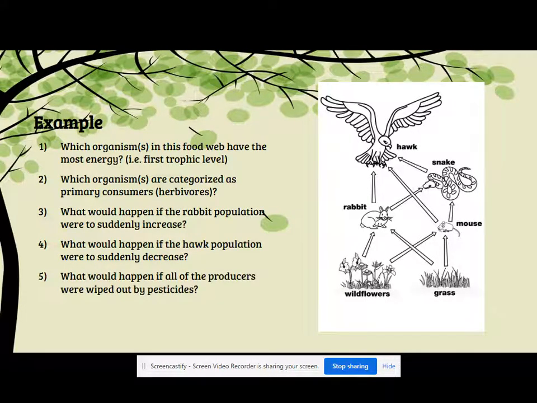What would happen if all of the producers were wiped out by pesticides? Well, that would be the death of the food chain, the food web. This food web would cease to exist because if you remove the autotrophs, you have no more trophic levels. They're all dead.